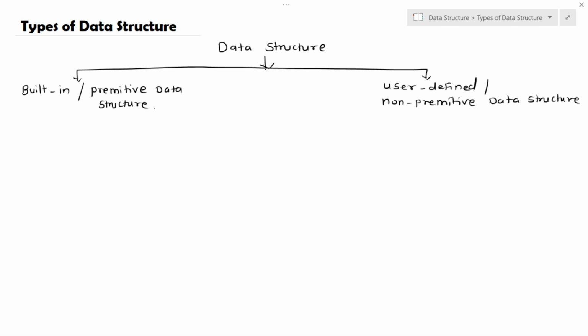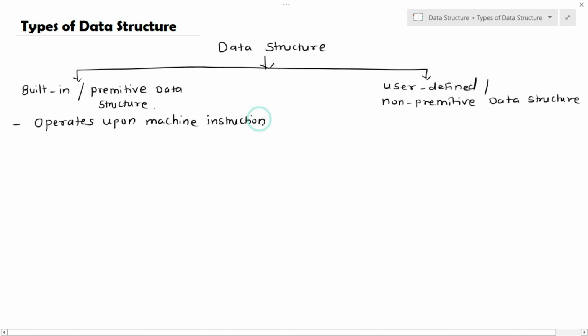So let's first understand what is meant by built-in data structure and what is user-defined data structure. So built-in data structures are the basic data structures that directly operate on the machine instruction. As the name suggests, it is built-in, means these data structures directly operate upon the machine instruction, and that's why these are called built-in data structures. Or we can say these are data types or data structures for which a language has built-in support.